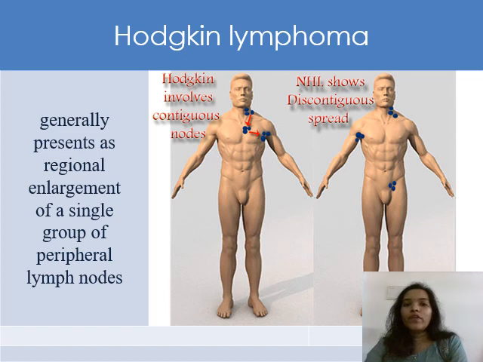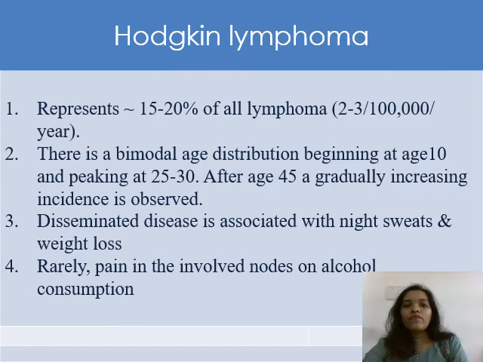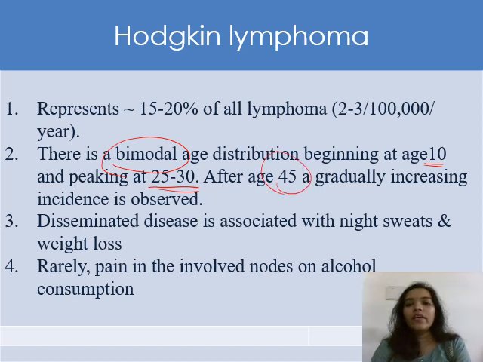Hodgkin's lymphoma usually involves contiguous spread, and non-Hodgkin's lymphoma is discontiguous spread. 15 to 20% of all the lymphomas are Hodgkin's lymphomas, and the Hodgkin's lymphomas have an age distribution which is bimodal. That means it usually starts between 10 years of age till 25 to 30 years of age, it can go to the peak, and after 45 years again there will be increased incidence. So you have two age groups where there can be an occurrence of Hodgkin's lymphoma.